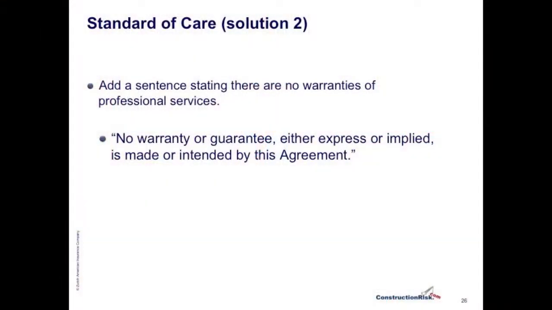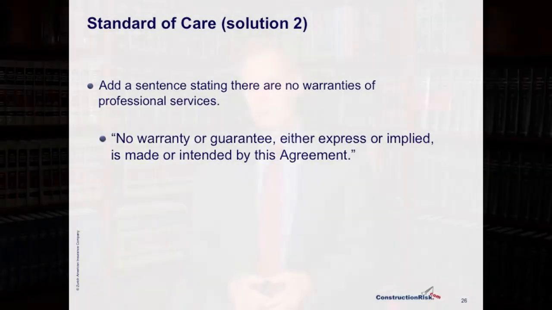When you see a clause that goes beyond the normal standard, you might simply add to the end of the standard of care clause a statement that the contract is not intended to increase or guarantee or warrant that the design professional is going to be perfect. And an example of such a clause would be something like this, quote, "No warranty or guarantee, either express or implied, is made or intended by this agreement." Close quote.